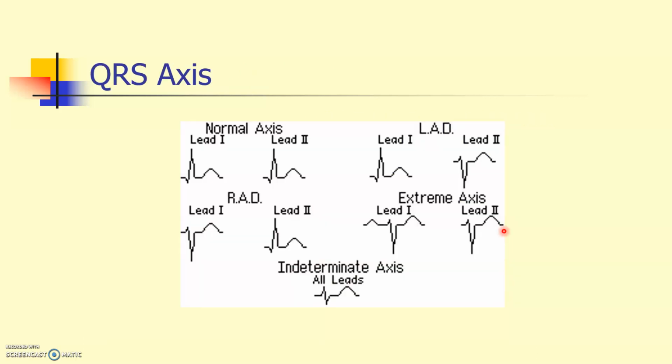There's a little shortcut way to look at this. If your lead 1 and 2 are both positive, it's most likely a normal axis. If your lead 1 is positive but your lead 2 is negative, that suggests left axis deviation. However, if lead 1 is negative and lead 2 is positive, that suggests right axis deviation.